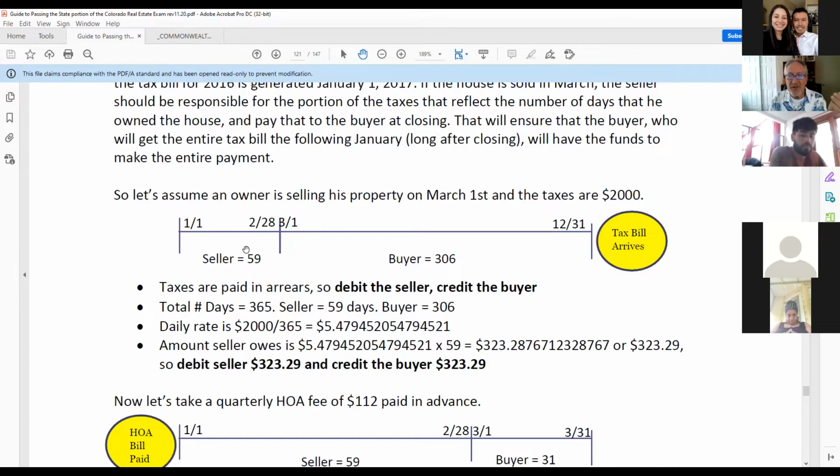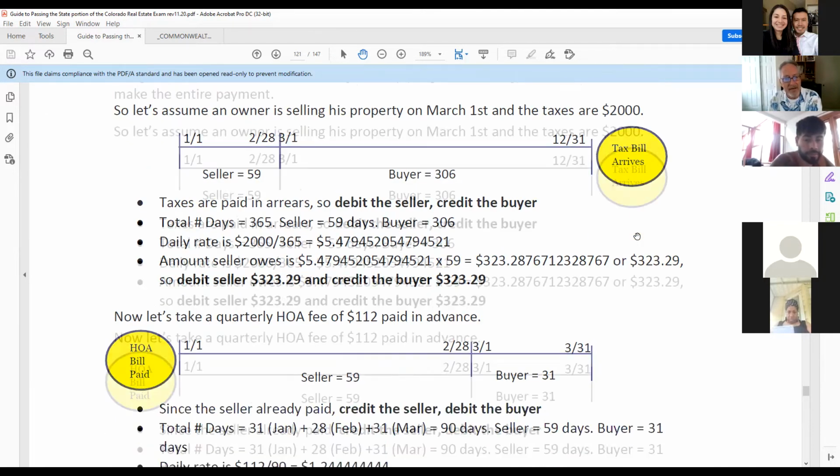So that's what's going to be the credit. We take 59 times this long number, we get another long number. Now we can round it, 323.29. So it's going to be a debit of 323.29 to the seller and a credit to the buyer, 323.29. The rest of the bill, we don't have to address at closing, folks, because these taxes will be paid when the bill comes due next year. Is that making sense? You follow me here? Okay.